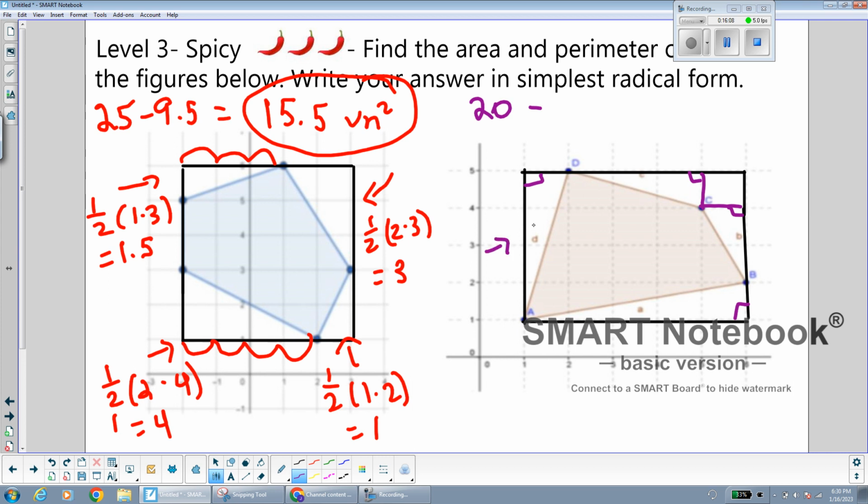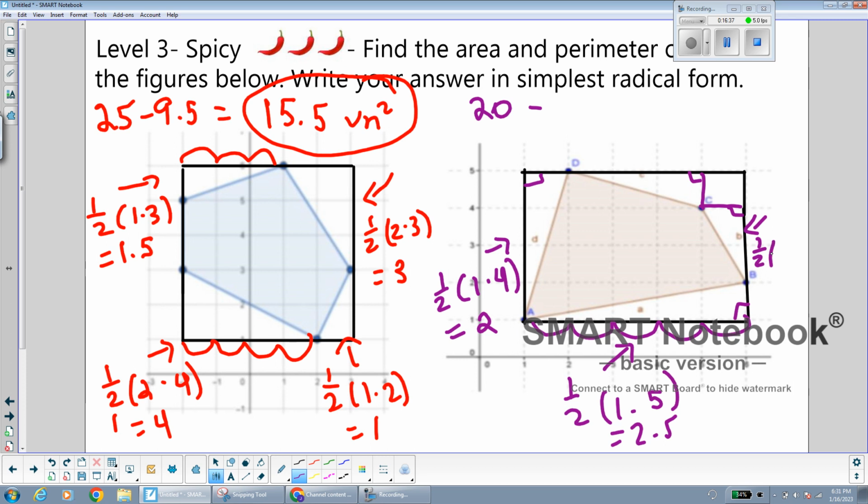Okay, this triangle first. So that's 1/2 of 1 is the base. 1, 2, 3, 4 is the height. Half of 4 is just 2. Now I'll do this right triangle next. So half of 1, that's the height, times 1, 2, 3, 4, 5. So half of 5 is 2.5. Okay, this one over here, that's half of 1 times 2. So that's half of 2, which is just 1.